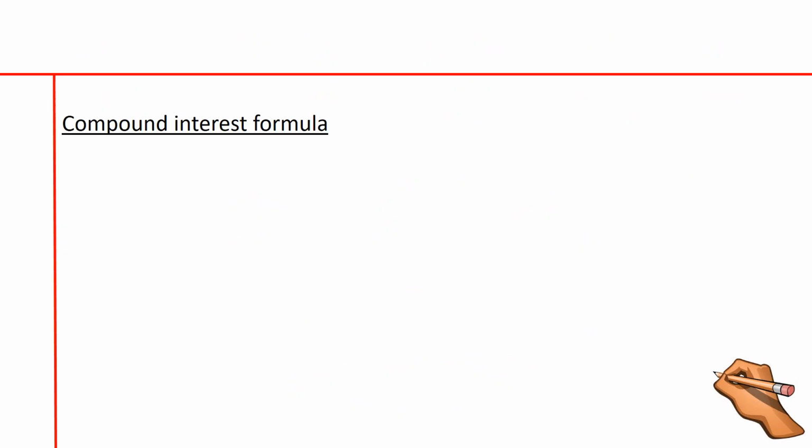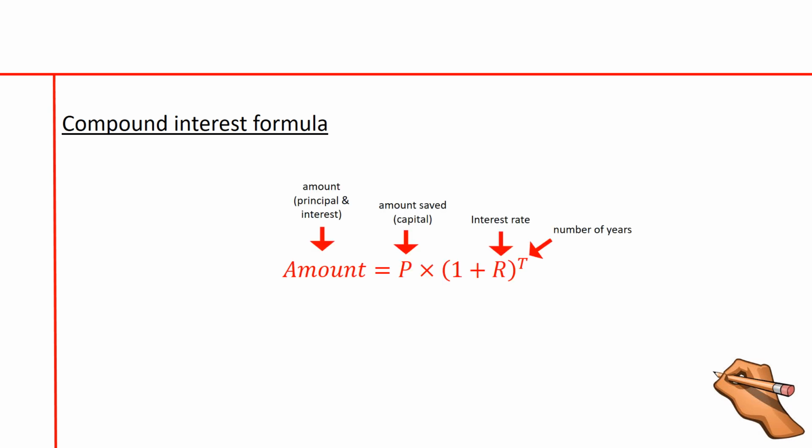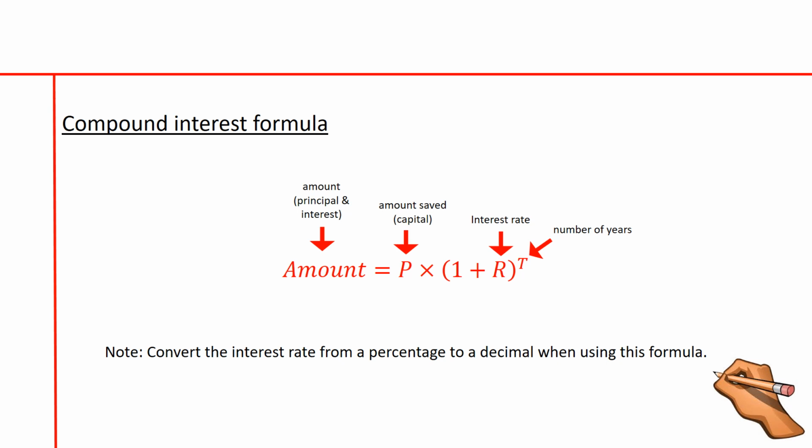Okay, so let's have a look at the compound interest formula. Again, you need to copy this down in your books. So we have the amount, which we spoke about being the principal and the compound interest. Again, P stands for the principal, which is the amount saved or borrowed in some questions. We then have 1 plus the interest rate, and then it's to the power of the term, so the number of years there. Again, when you're using this formula, the interest rate needs to be converted from a percentage to a decimal.